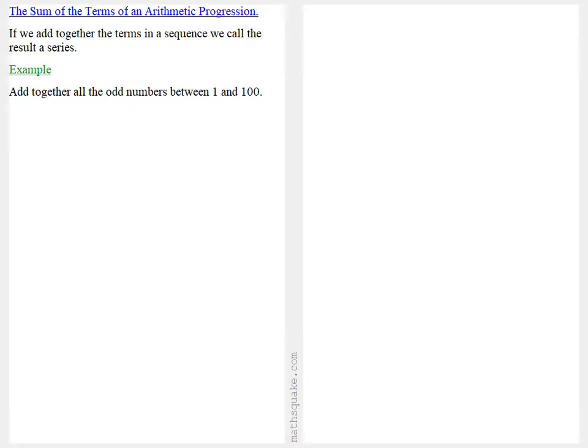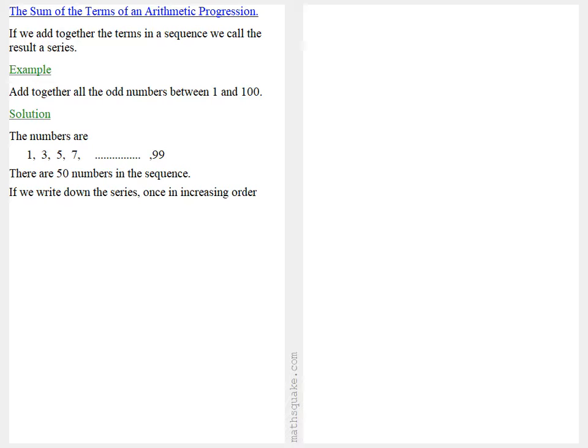For example, we may want to add together all the odd numbers between 1 and 100. Now to solve this, the numbers are 1, 3, 5, 7, 9, 11, and so on up to 99, and there are 50 numbers in this sequence.